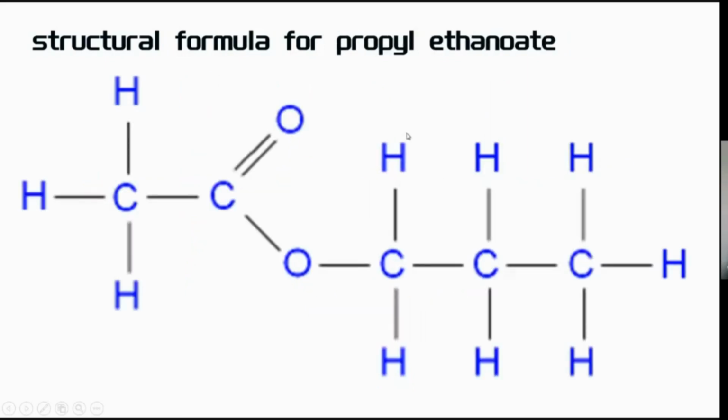Okay, then for the ester, propyl ethanoate. The alkyl group is from the alcohol. Another way to see it is to find where the C double bond O is. That one belongs to the carboxylic acid. So the carboxylic acid here is ethanoic acid, meaning two carbons, 1, 2. Then propyl is the alcohol, so 3 carbons, 1, 2, 3, propanol.